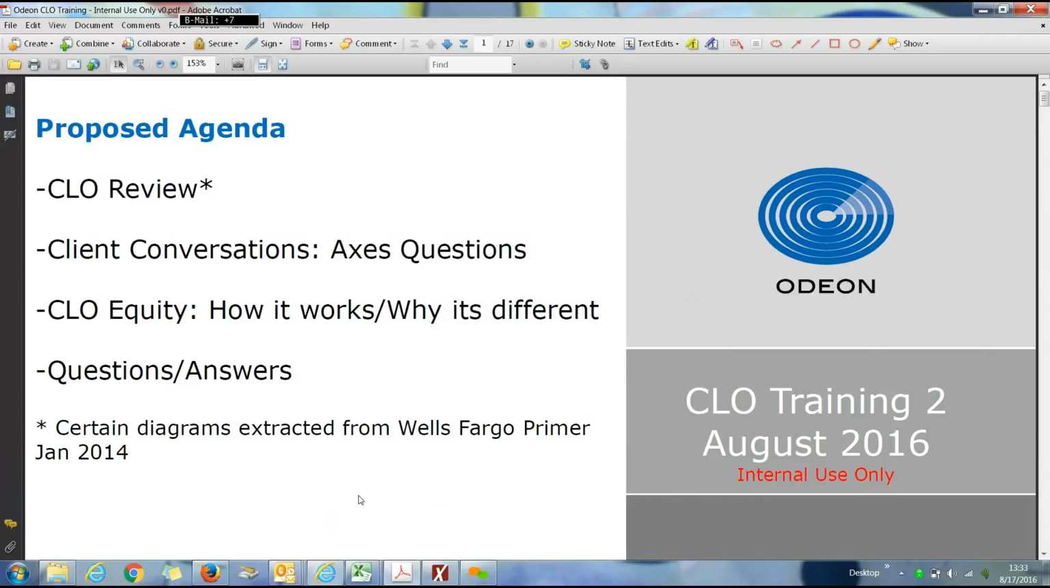All right, so here's the agenda. First of all, we're going to go through a quick review of CLOs, which is the stuff that we talked about the last time. If anybody needs that presentation, not right now, but after this, I can send it to you. It's got a lot more slides in it than this one does, and I'll also send you this one after this presentation.